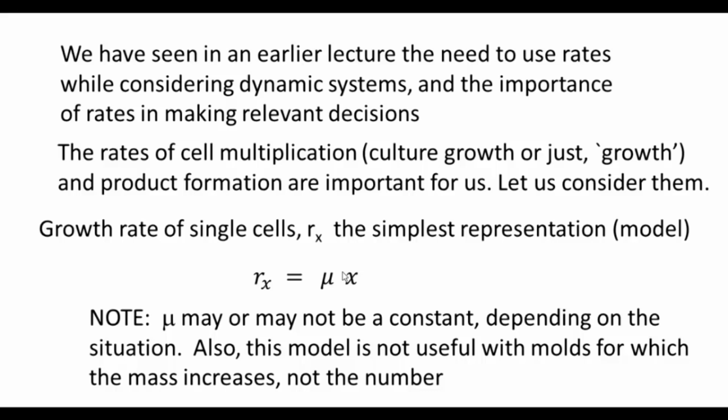And also there are organisms called molds. For example, Aspergillus niger is a common mold that grows on bread. They are these stringy organisms that grow by extension of their strands, or the hyphae as they are called. They extend, their mass increases, but the number is still limited to just that one, with the mass increasing. In such a case, this may not be valid if x is the number concentration of the cells. You need to keep this in mind.